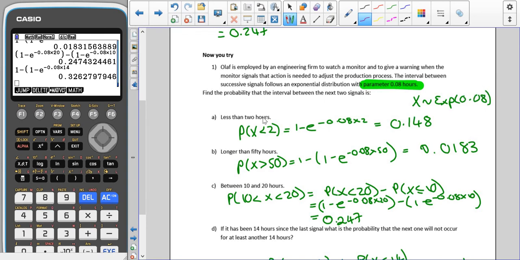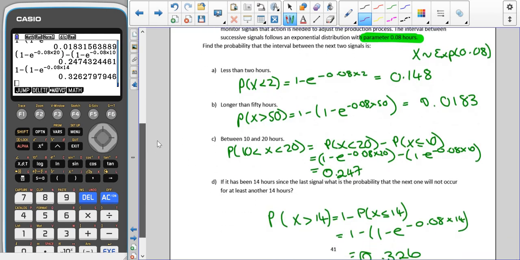So A, less than 2 hours, so we're looking at the probability of x being less than 2, which means that we have to do 1 minus e to the minus 0.08 times 2, which gave us 0.148 to 3 significant figures. For the second one, we're looking at longer than 50 hours. So remember that we're doing 1 minus the probability of it being less than or equal to 50 hours, which gives us 1 minus, in a bracket, again this bracket's very important, 1 minus e to the minus 0.08 times 50, which gave us 0.0183, which we can see there just at the top of my calculator still.